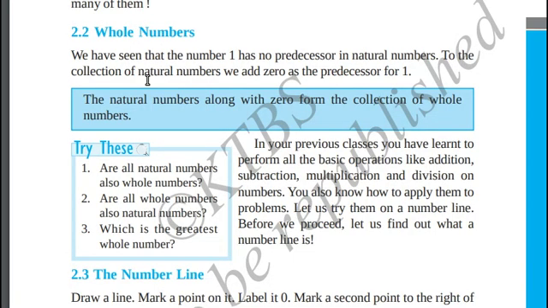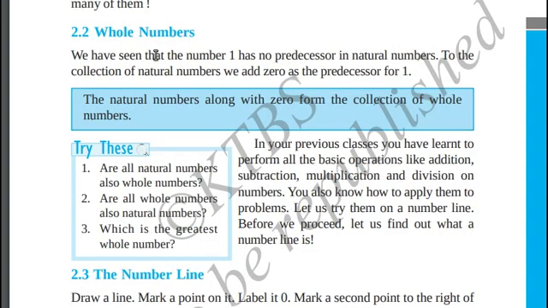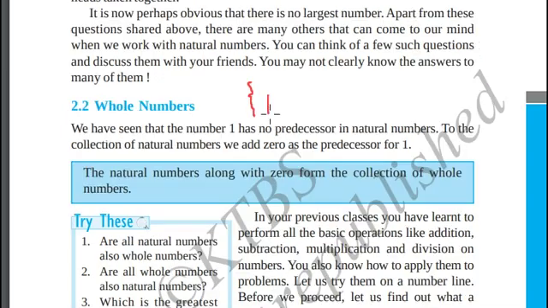Whole numbers. We have seen that number 1 has no predecessor. In natural numbers, number 1 has a successor, that is 2, but it doesn't have a predecessor. To the collection of natural numbers, we add 0 as a predecessor for 1. Natural numbers along with 0 form the collection of whole numbers. Whole numbers are a collection of 0, 1, 2, 3 and the rest of the natural numbers to infinity.